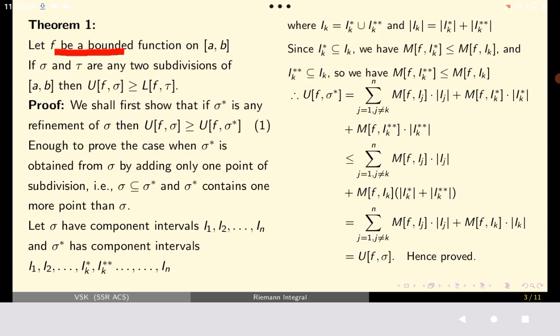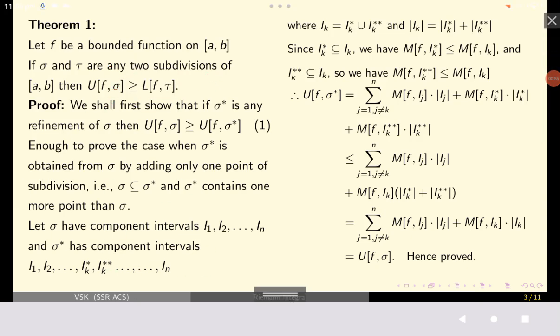Let f be a bounded function on a closed and bounded interval [a, b], and let sigma and tau be any two subdivisions of [a, b]. Then the upper sum with respect to sigma of f is always greater than or equal to the lower sum of f with respect to tau. That is, if we take the upper sum with respect to any subdivision, it will always be greater than or equal to the lower sum of f with any other subdivision. That we are going to prove.